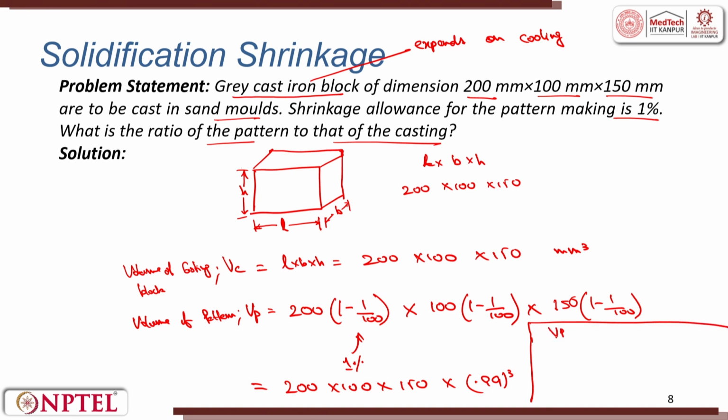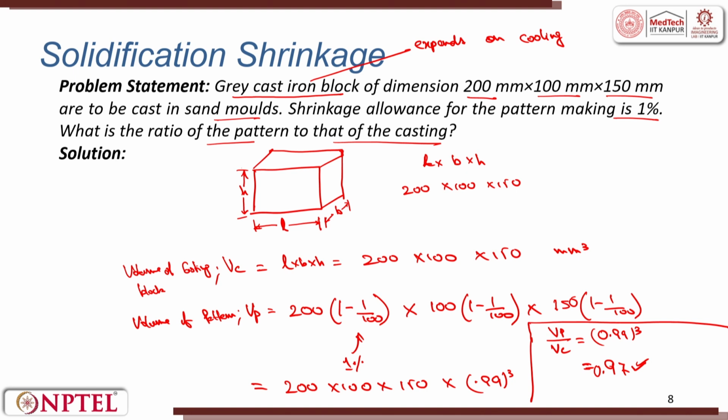volume of the pattern over volume of casting is equal to 0.99 to the power 3, which is equal to almost 0.97. So, this is the ratio. So, accordingly we need to understand and design the pattern size.